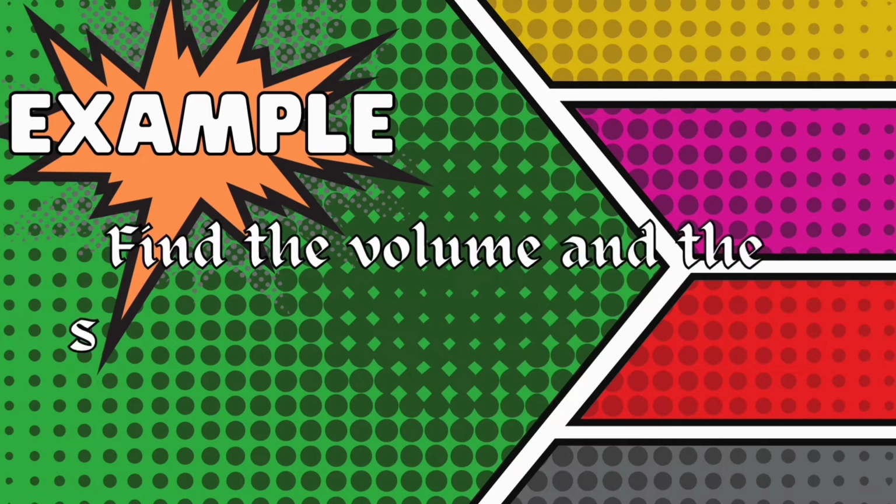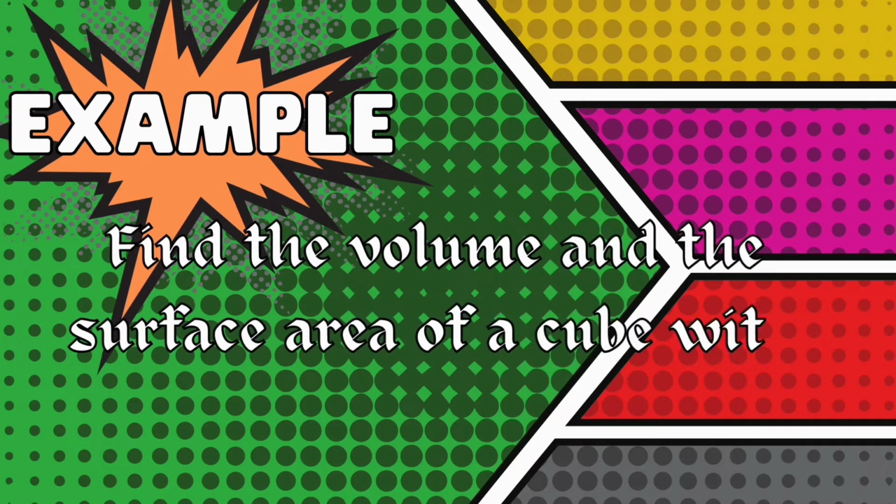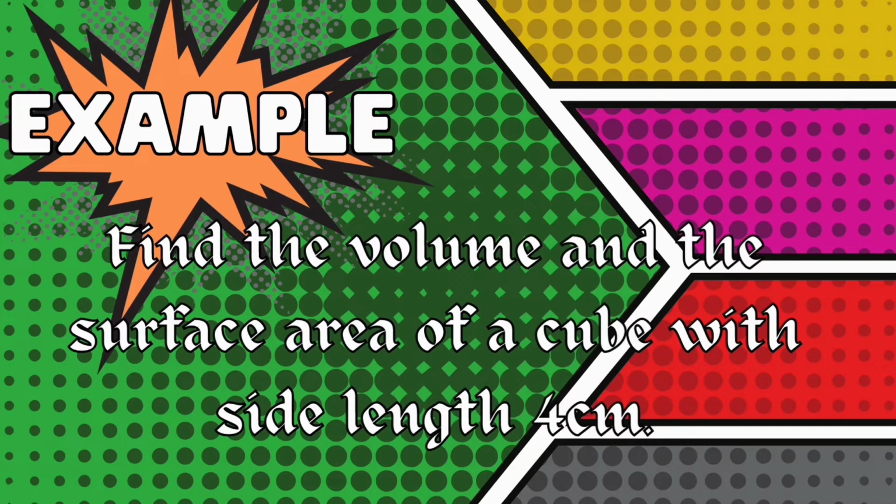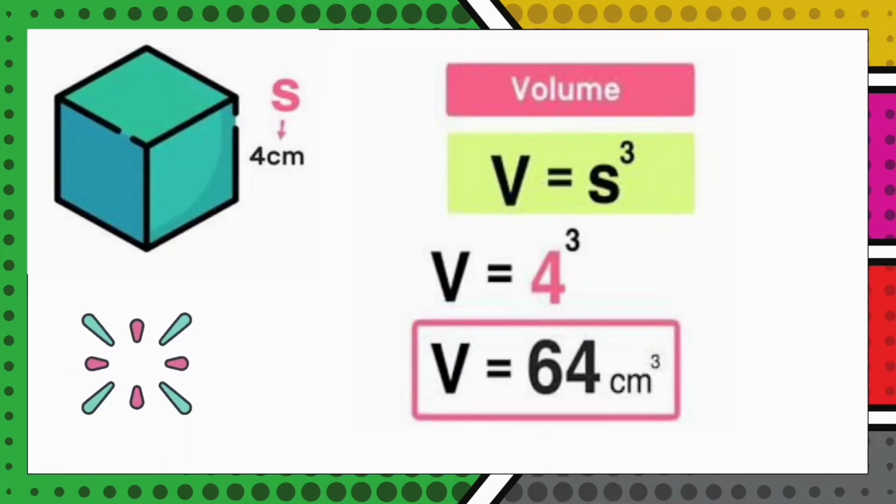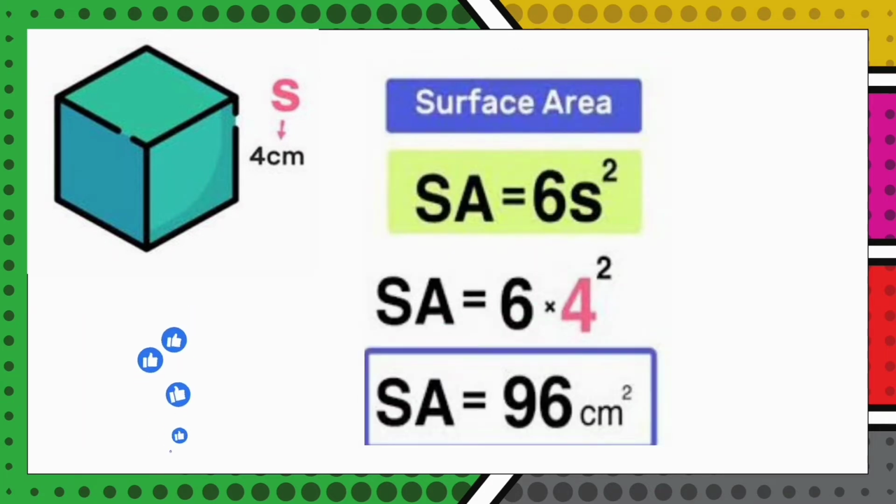Let's take this example. Find the volume and the surface area of a cube whose side length is 4 centimeters. To find the volume, we'll substitute the length 4 centimeters into the formula for the volume of a cube, which is s cubed. And so 4 cubed will give you 64 centimeters cubed. To find the surface area, we'll also substitute into the formula, which is 6s squared. So you are going to have 6 times 4 squared, making 16 times 6, which will give you 96 centimeters squared.